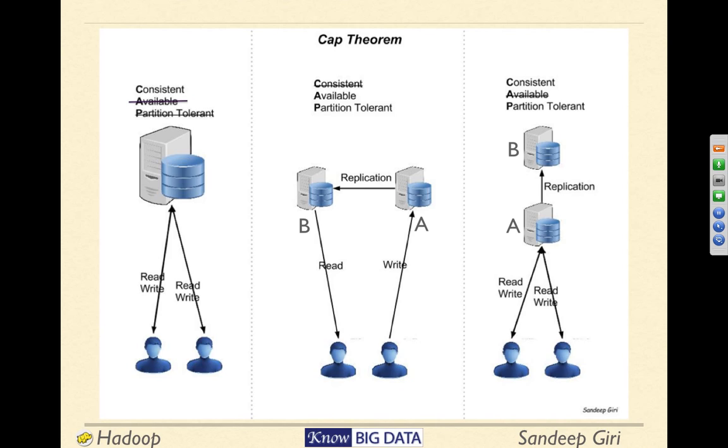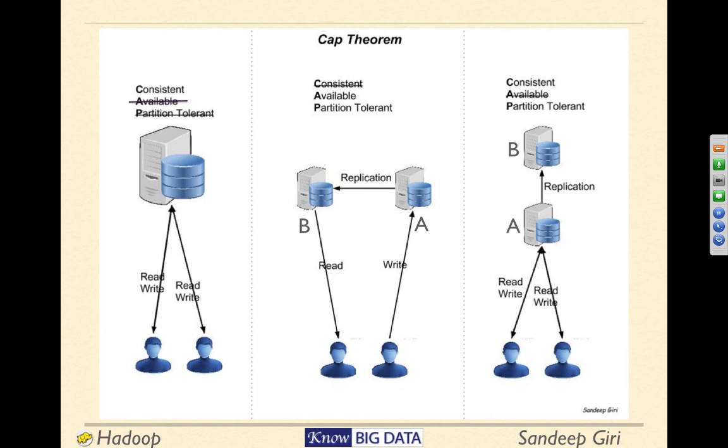Therefore, the first configuration is not really partition tolerant, not really available, but it is strongly consistent. Whatever a user has written, anybody else who comes just after him will get the recently updated data. CAP theorem says that.